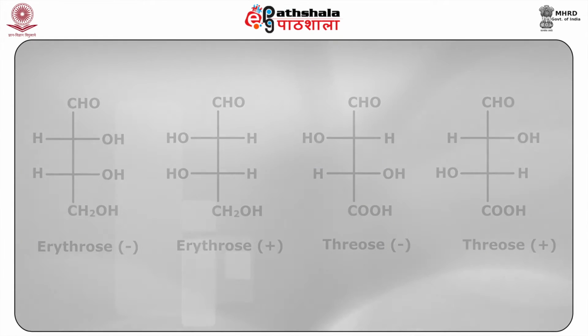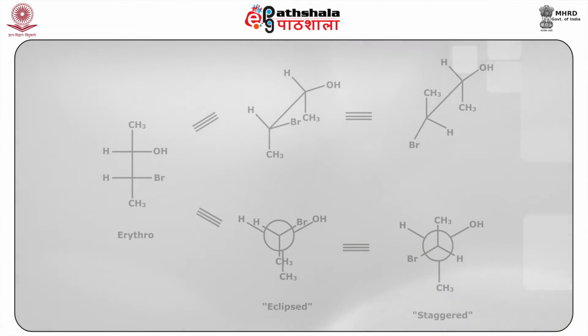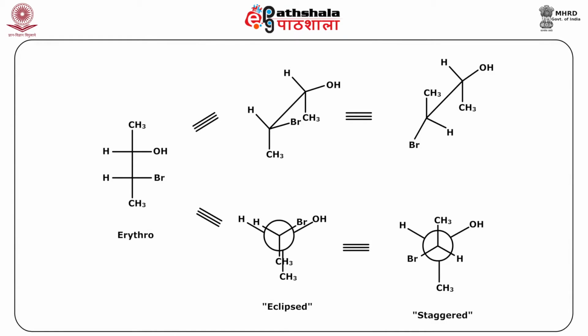Fischer, Newman and Sawhorse notation of erythro and threo forms. As for notation, it might appear at first sight that Fischer projection formulas as shown in the figure should be adequate for the representation of compounds with two asymmetric carbon atoms. On drawing the Sawhorse projections directly from the Fischer projection, the eclipsed form has more crowding or steric hindrance. However, the staggered form is more desirable as a representation of the molecule.